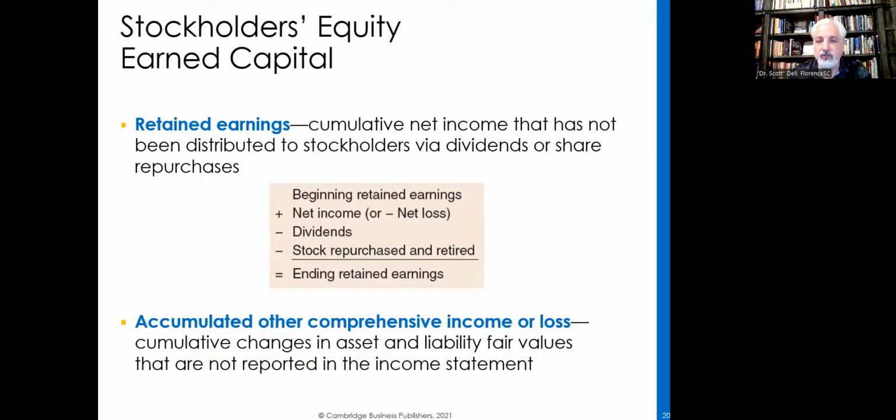Then we have the retained earnings. You've seen that formula before: beginning retained earnings plus net income or minus net loss, minus dividends. The other thing we haven't put in there yet is stock repurchased and retired, both. Has to be both. Stock buyback, not intended to reissue, but to retire. And you get your ending retained earnings.